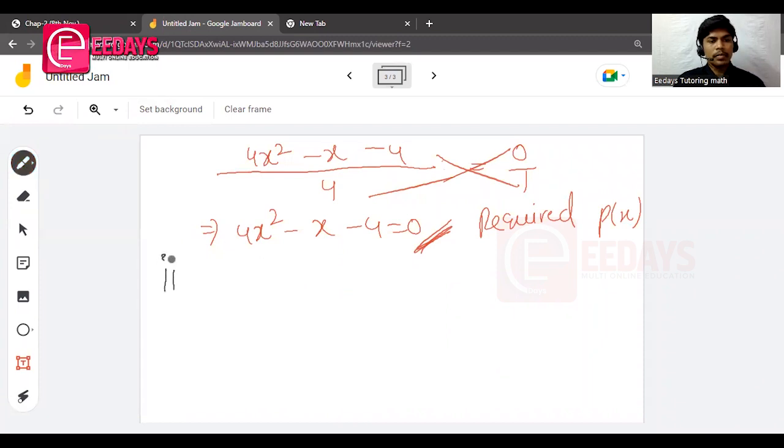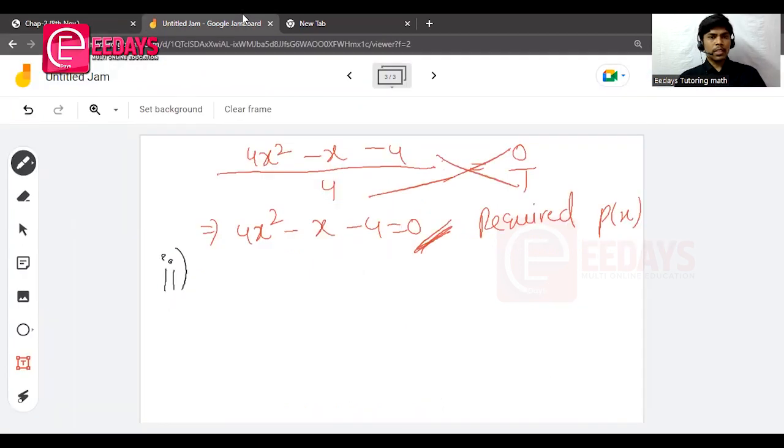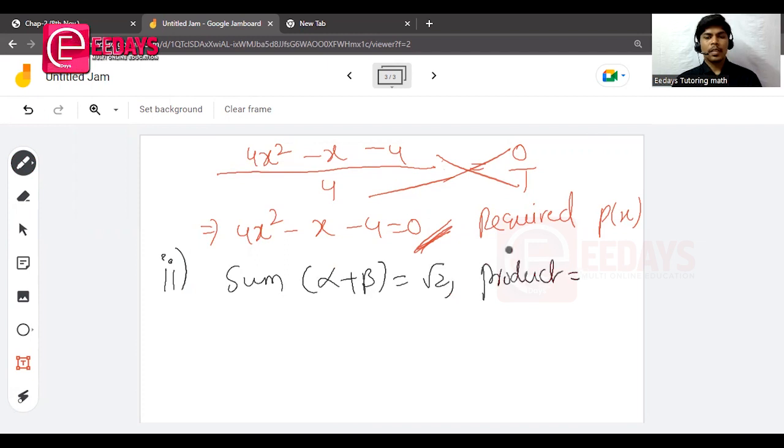Let's start the second one. Okay, second one. They have given root 2 and 1 by 3. What is this root 2 and 1 by 3? Can I take alpha beta? No. The sum of zeros they have given. Sum is nothing but alpha plus beta. They have given root 2. And the product of zeros, that is alpha into beta, they have given 1 by 3. All right, 1 by 3.